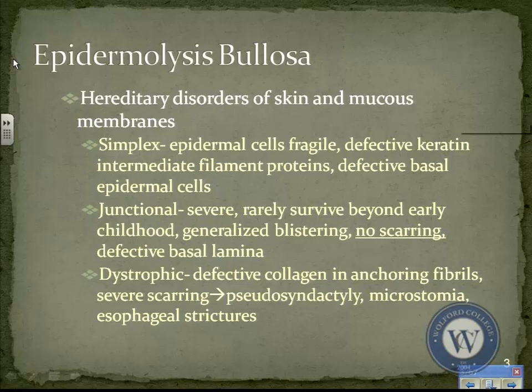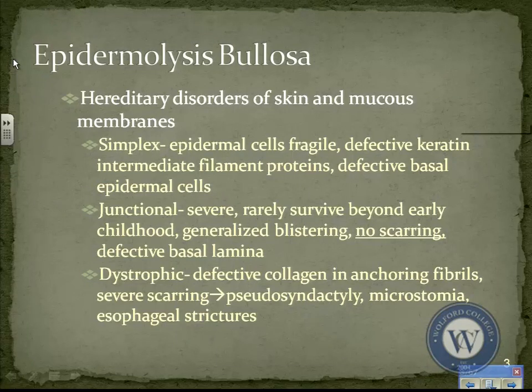One of these is called epidermolysis bullosa. Kind of easy to understand. It's the epidermis that's lysing off, and it's causing bubbles to form. See? You don't have to memorize it. Just remember the word. It's a hereditary disease of the skin and mucous membranes. It can be broken down into three types: simplex, junctional, and dystrophic.